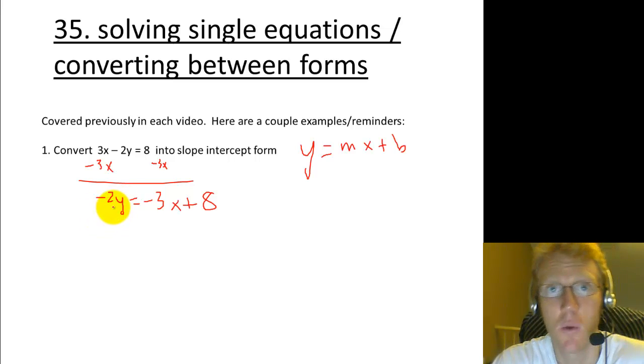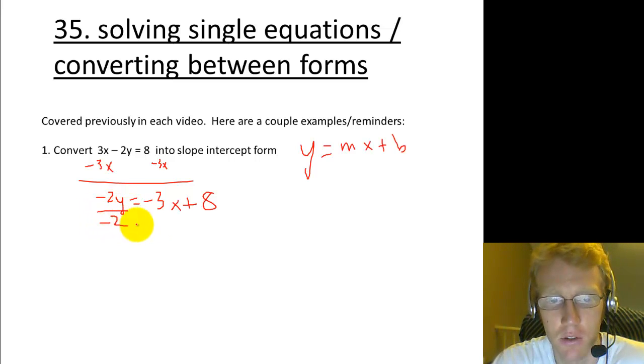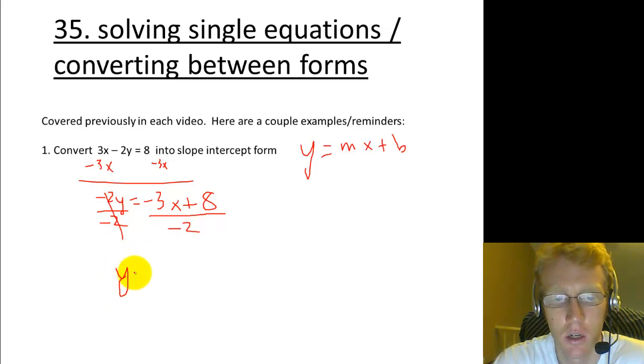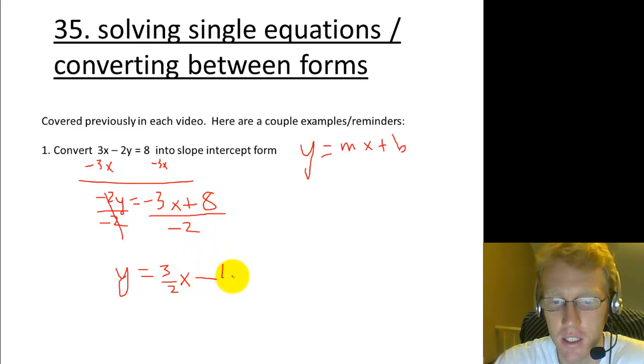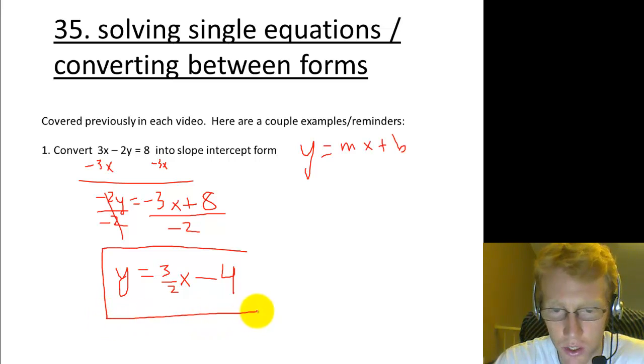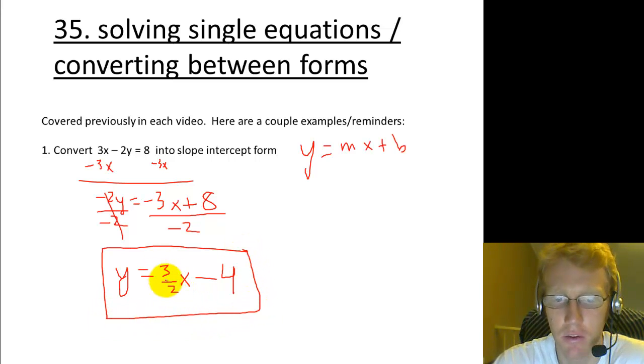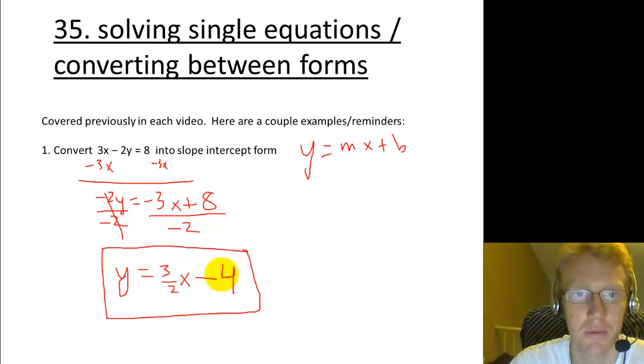And then the last step to get y by itself is to divide by negative 2. And remember, we have to divide everything by negative 2. The negative 2s cancel here. We have y equals. So we can butterfly this by looking at this part divided by negative 2 and this part divided by negative 2. So negative 3 and negative 2, the negatives cancel, leaving us with 3/2 x, and then positive 8 divided by negative 2 is negative 4. So the slope of this line is positive 3/2, and the y-intercept is negative 4. And then you have it in slope-intercept form.